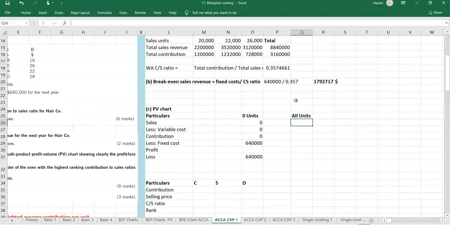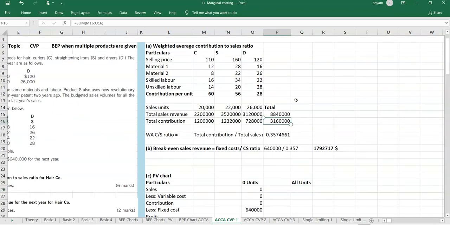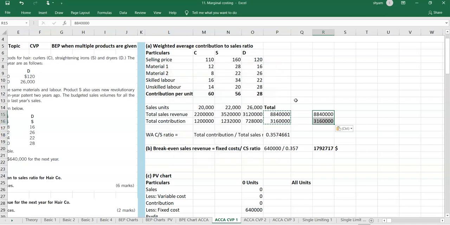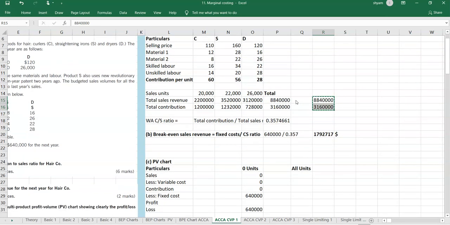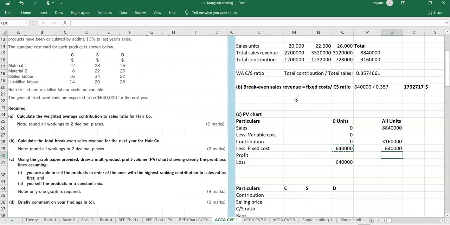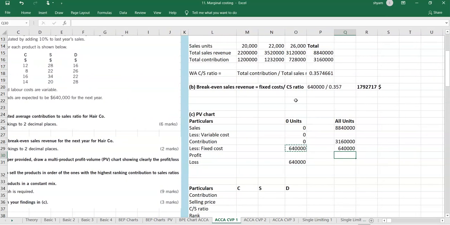When we sell all the units, we get a total sales of this much. So we have these numbers, and we can take them and work it out. This would be our sales, and this would be our contribution. We don't need to find out the variable cost; you can just leave it. But our fixed cost will be the same, 6,40,000, and we'll get a profit.